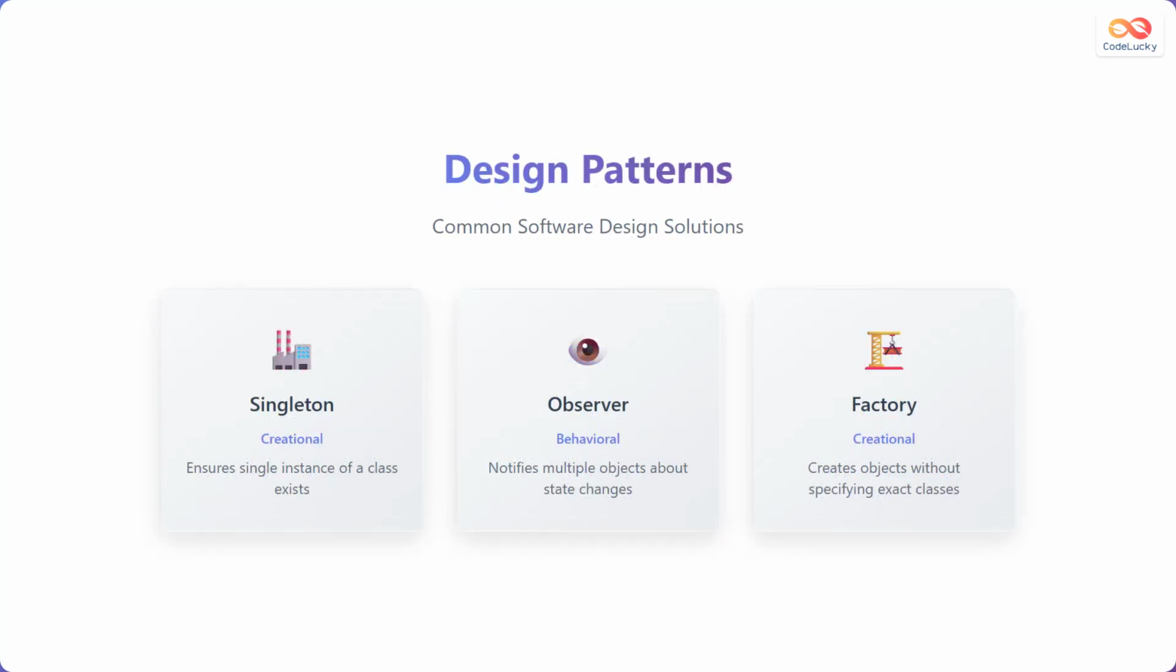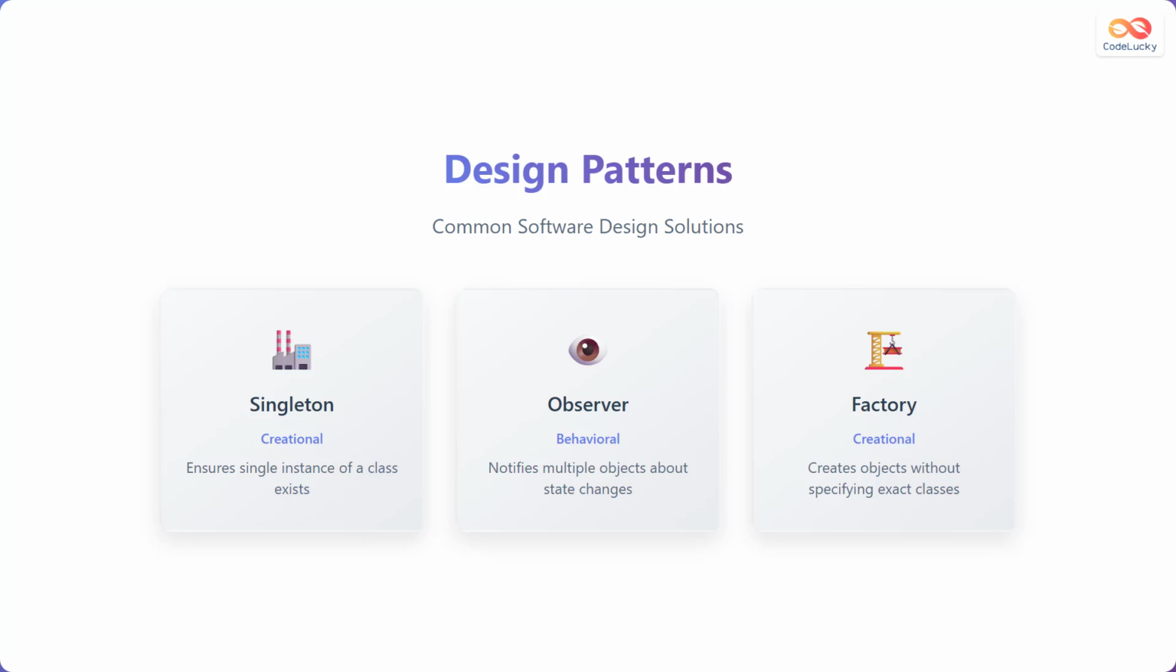Design patterns are reusable solutions to commonly occurring problems in software design. Three fundamental patterns every Java developer should know are Singleton, Observer, and Factory patterns. The Singleton pattern is a creational pattern that ensures only one instance of a class exists throughout the application lifecycle. It's commonly used for database connections, logging, and configuration management. However, be careful with thread safety when implementing Singleton.